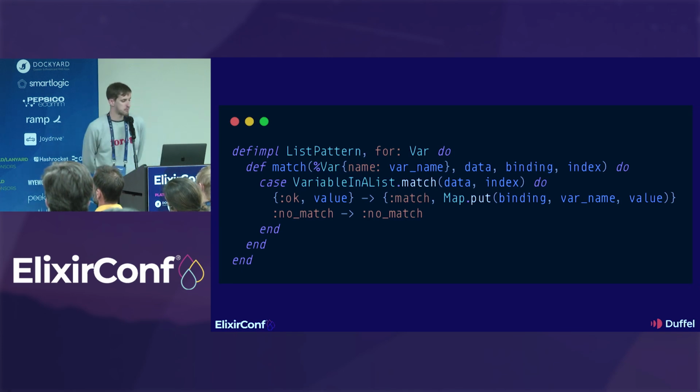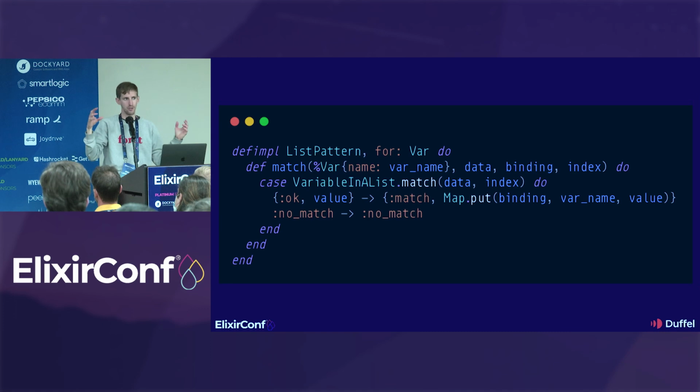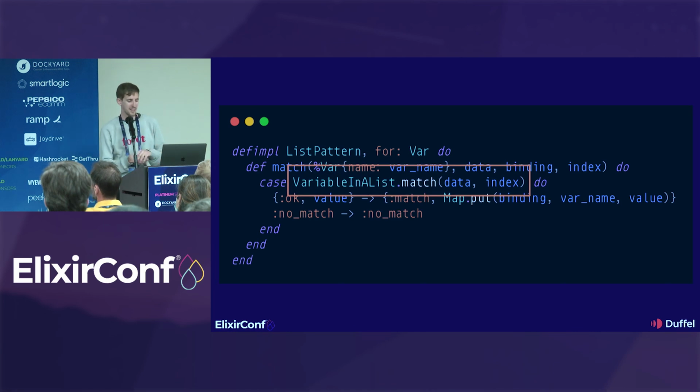So this is implementing the list pattern for variable. What this is saying is, imagine you have a list as your pattern, and the first thing in it is a variable. This is what's going to run in that situation, okay? So you might be noticing a pattern. Variable in a list is a protocol.